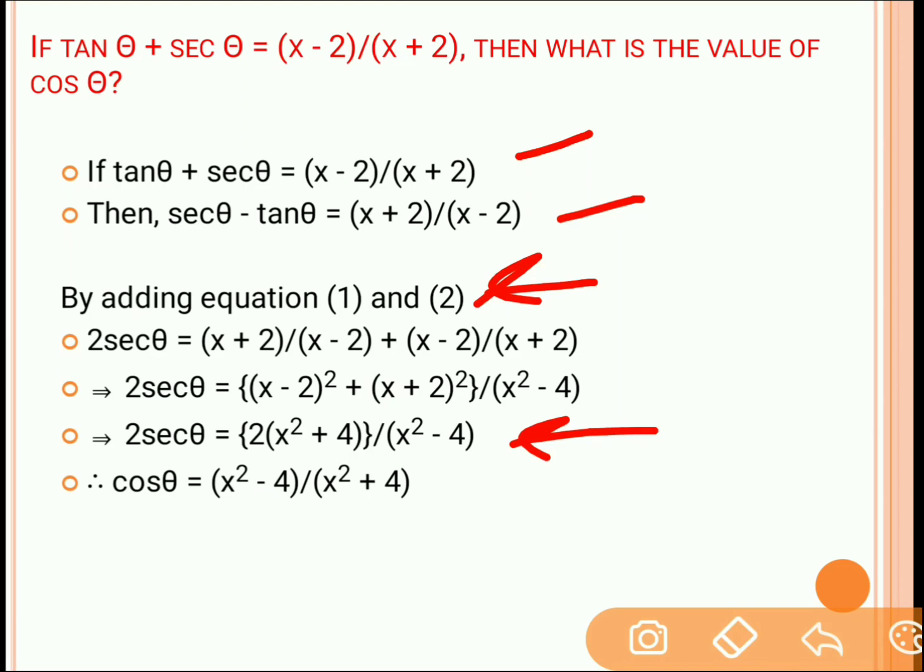Now sec theta is converted into cos theta, so the value of cos theta is what? X square minus 4 upon x square plus 4.